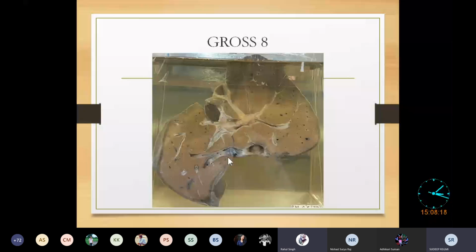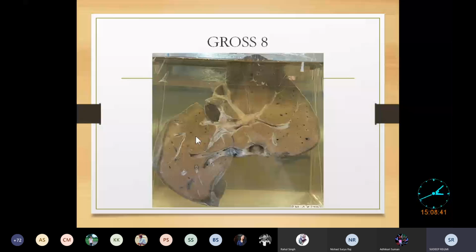In the photograph, we are not seeing the nutmeg appearance that well. If you go to the specimen, here you can see the dark areas and white areas, again the dark areas, and somewhere in between there are pale, lighter areas. So this is chronic venous congestion, and as a whole the liver will be enlarged due to the chronic venous congestion. So it is a specimen of the liver.